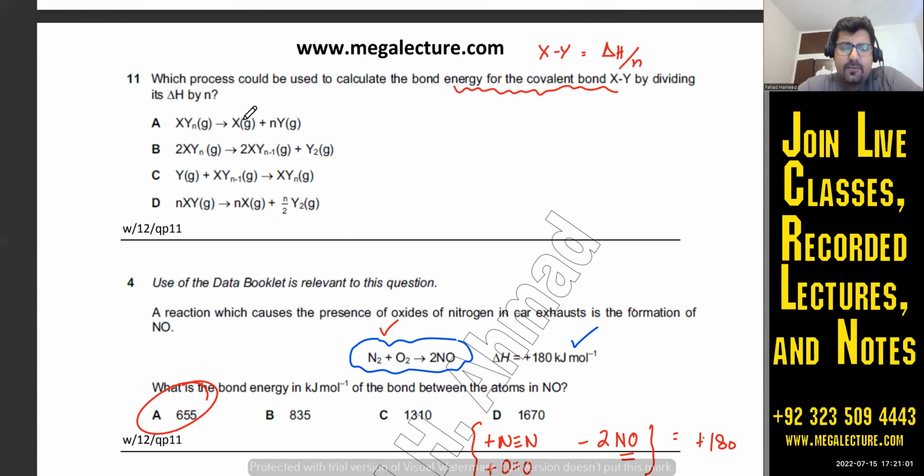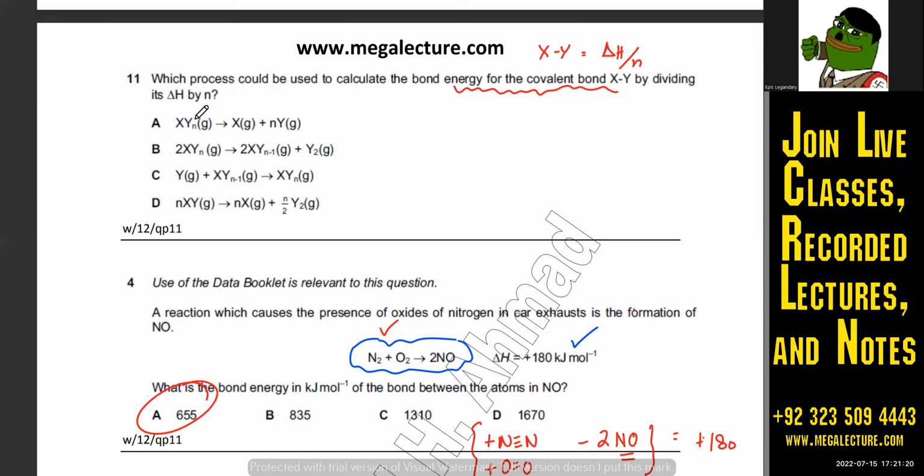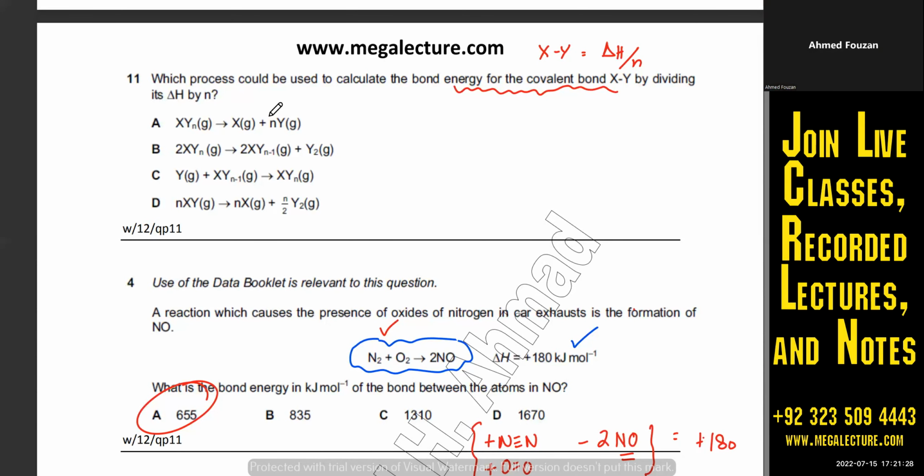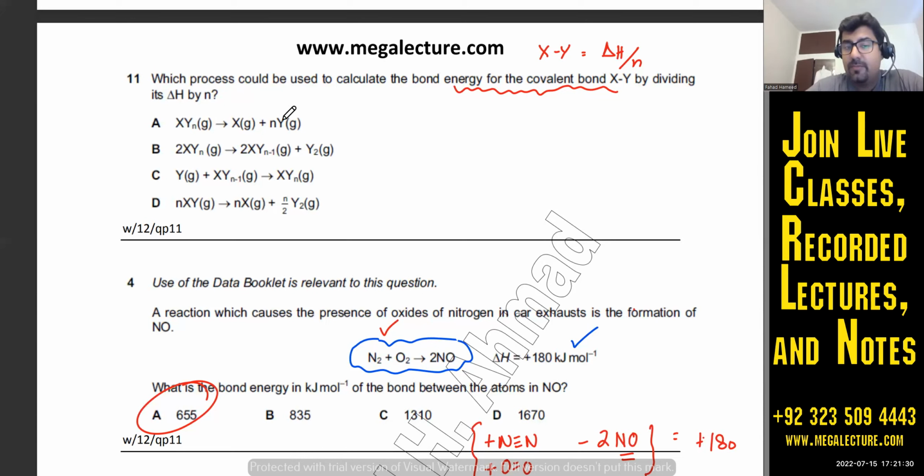Starting with the first question, how do you calculate enthalpy change? Bonds broken minus bonds formed, right? So tell me, how many bonds are formed in this reaction? How many bonds are broken in this reaction? N bonds. Okay, and how many bonds are formed? 0, because there are no bonds formed, right?